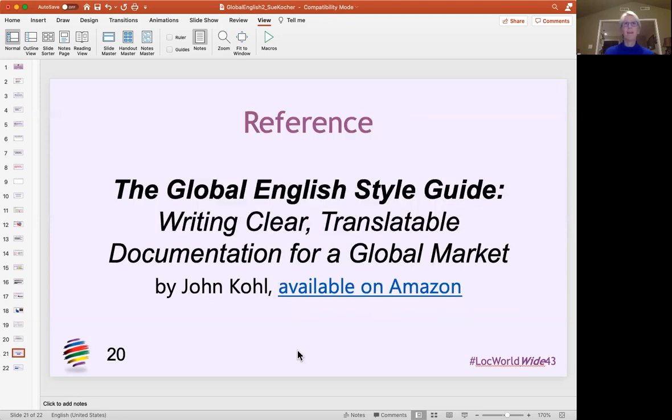That's the bottom line. So before I go, I want to refer you to this book that was written by my friend John Cole. He was a colleague of mine for many years at SAS. He's retired now, but he wrote this book, and as far as I know, it is the only one like it. It goes into great detail about writing clear and translatable text for documentation, not for UI text so much, because again, UI text is a different animal. But this is a very useful resource for your writers to have and for UX designers to have so that they can be thinking about how to write clear text for a global market and also for controlled authoring software. Okay, so that book is available on Amazon.